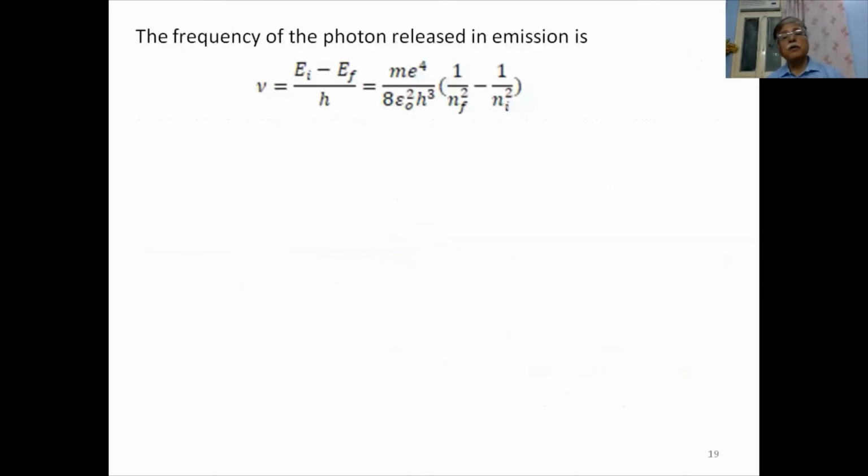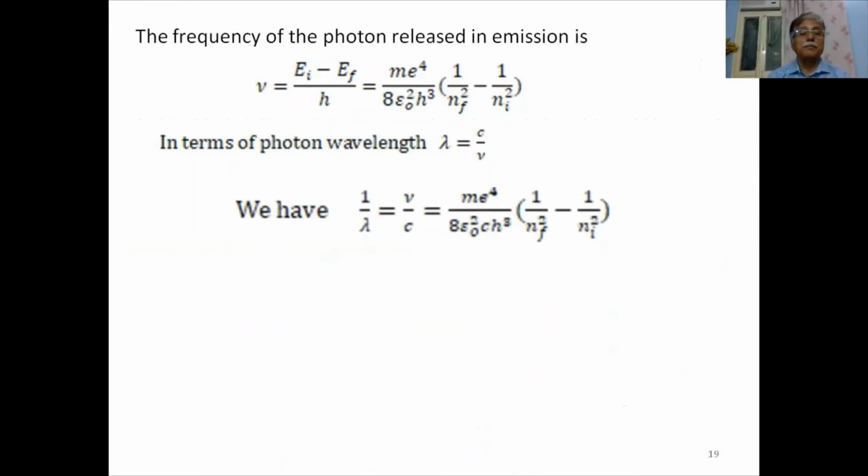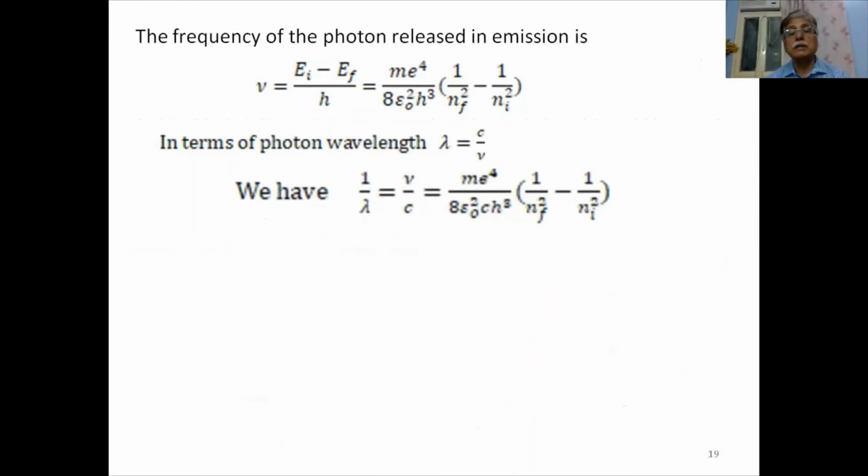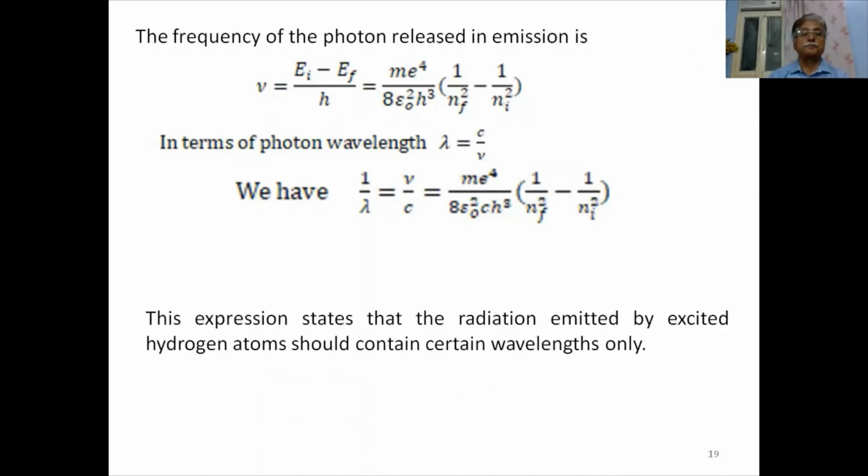Now, the frequency of the photon released in the emission is Ei minus Ef divided by h, so one more h will come in the denominator, and h square will become h cube. So nu is equal to me^4 by 8 epsilon 0 square h cube times (1 by nf square minus 1 by ni square). In terms of photon wavelength, if we want, lambda is equal to c upon nu. So we can write for lambda: 1 by lambda is equal to nu by c, equal to me^4 by 8 epsilon 0 square c h cube times (1 by nf square minus 1 by ni square).